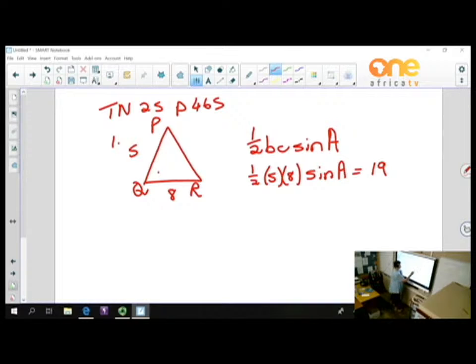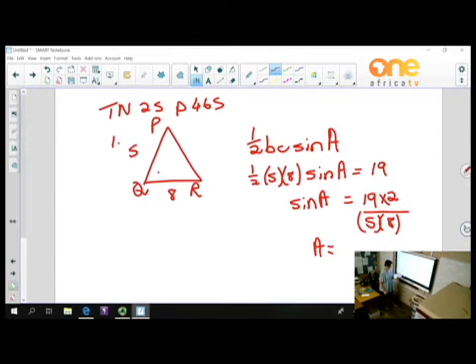So it will then be sine A. We do opposite operations. Here you divide by 2, so there you will times with 2. Here we will divide with 5 times 8. And eventually we will say second function sine of that value. And I got 71.8 degrees.